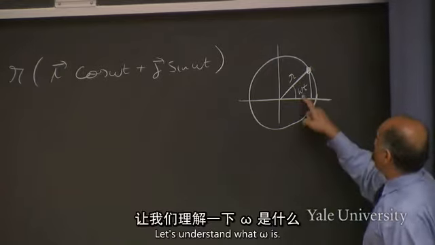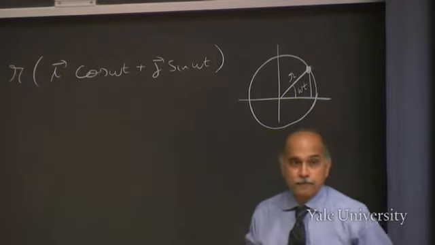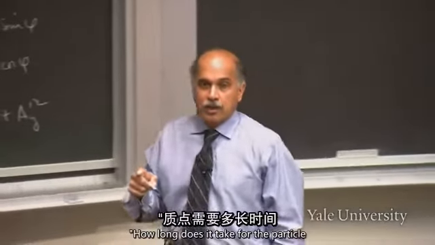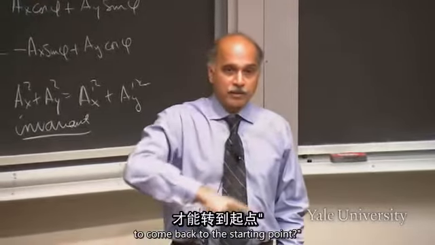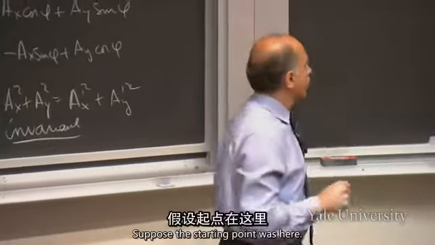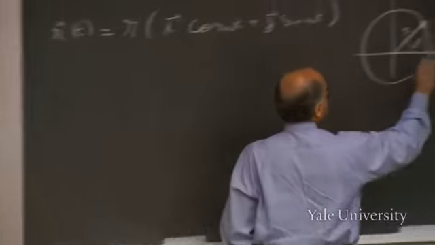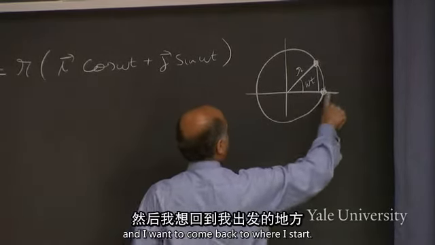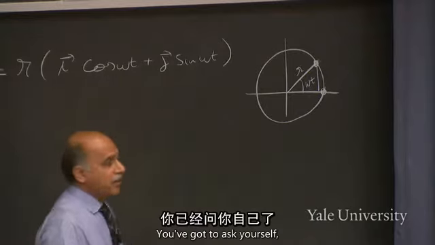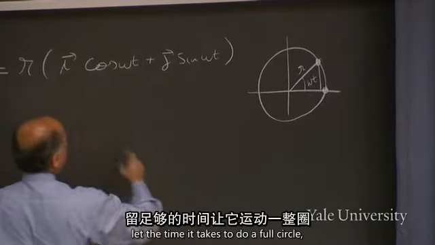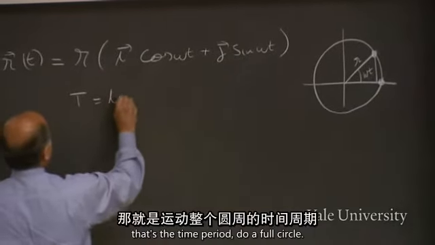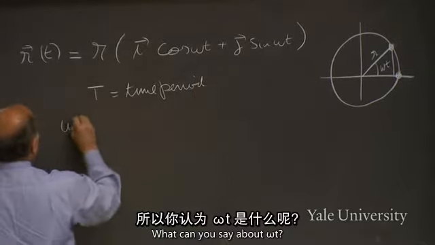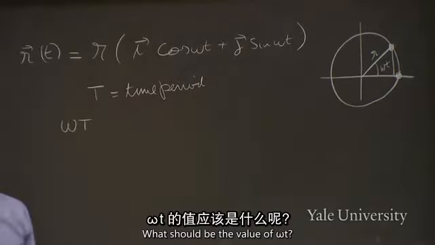Now, let's understand what omega is. Let's get a feeling for omega. As time increases, the angle increases, and we can ask, how long does it take for the particle to come back to the starting point? Suppose the starting point was here. So as I increase little t, omega t will increase, and I want to come back to where I start. So you've got to ask yourself, let the time it takes to do a full circle, that's the time period, do a full circle. Then what can you say about omega t? What should be the value of omega t?